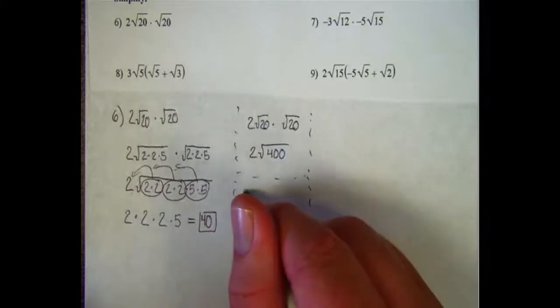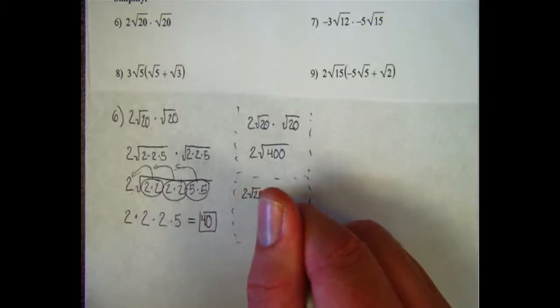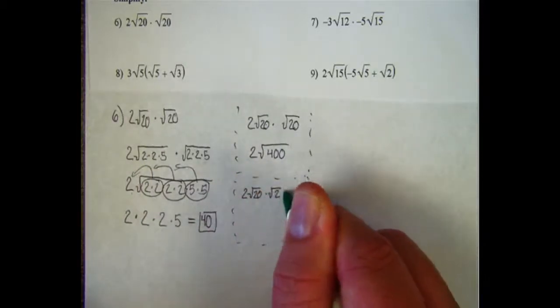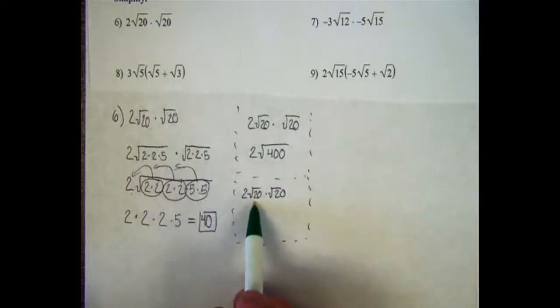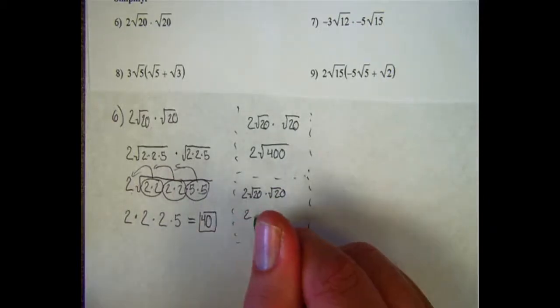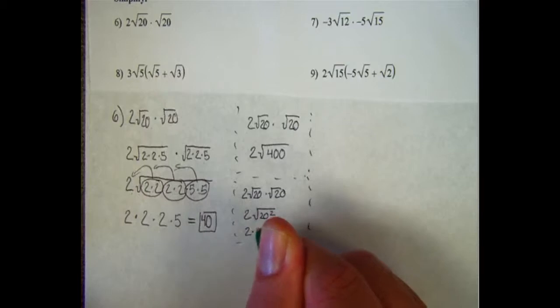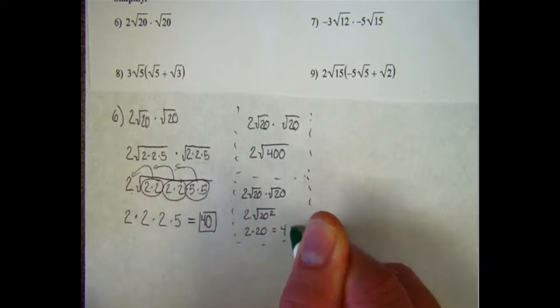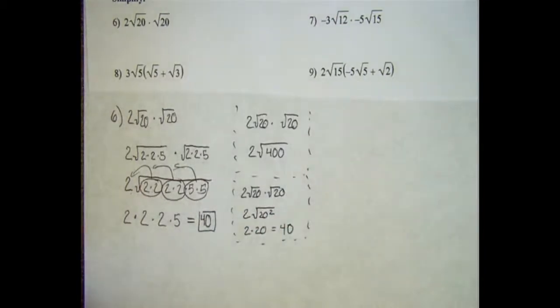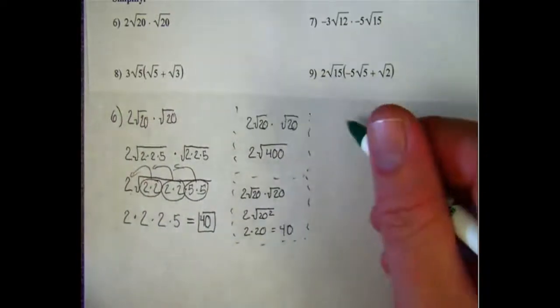So that leaves me with just a 20 there. So it would kind of look like this. You get 2 times the square root of 20 times the square root of 20, which means 2 times the square root of 20 squared, which means 2 times 20, which is 40. Now, if none of that made sense, you can stick with just this method here, which is how I'm going to do all the rest of these, and it'll get you the right answer every time.